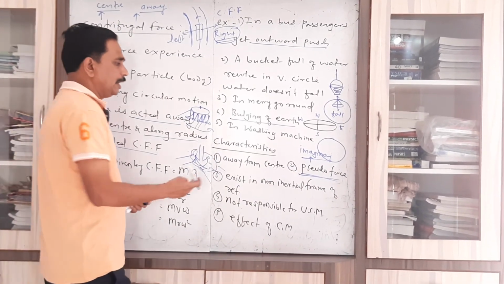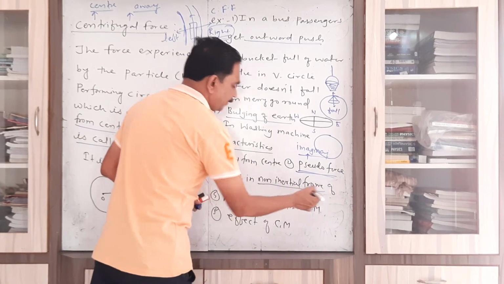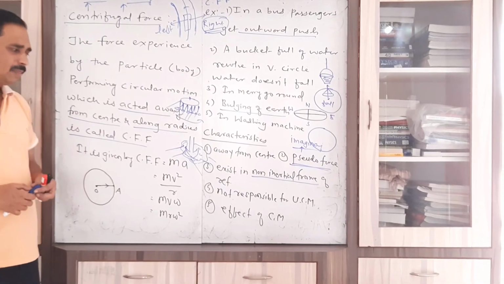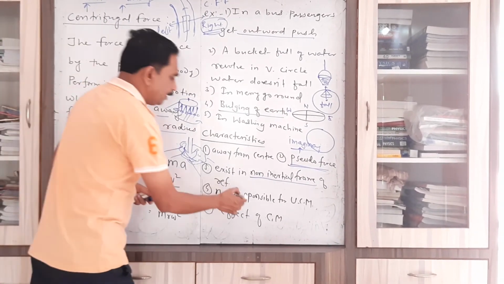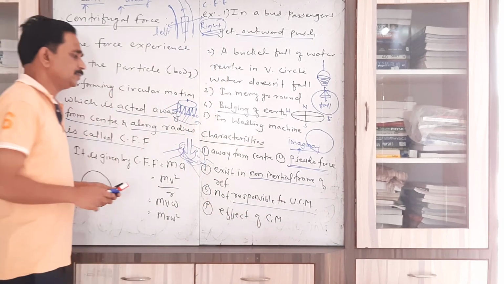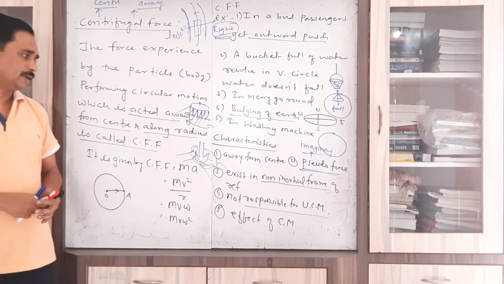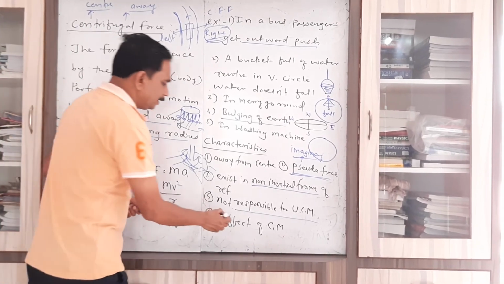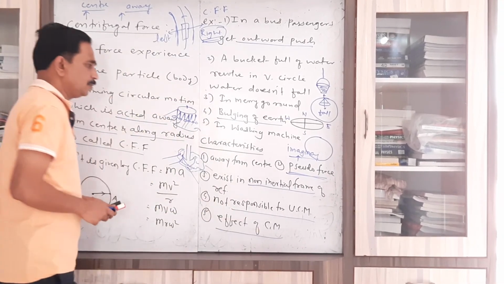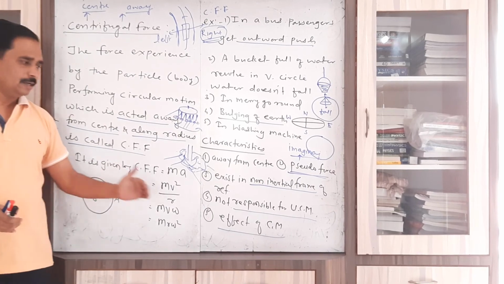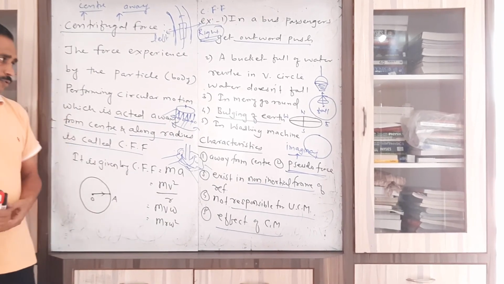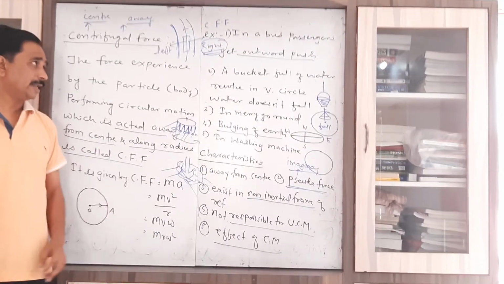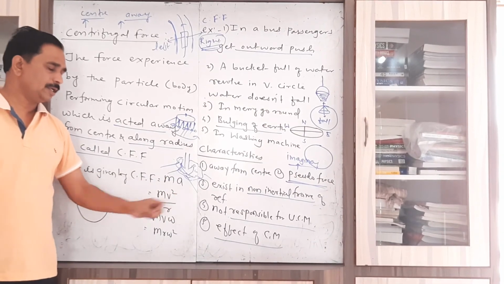Now this force exists in a non-inertial frame of reference. This force is not necessary for uniform circular motion. That's why it is not responsible for UCM. And this is the effect of circular motion. This force is the effect of circular motion. So these are certain characteristics of the centrifugal force.